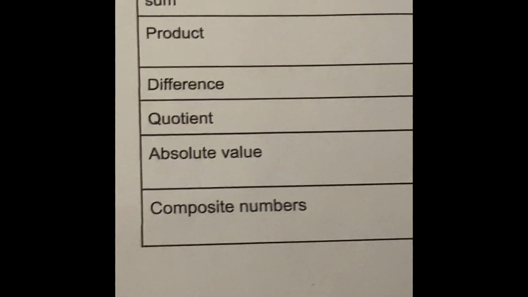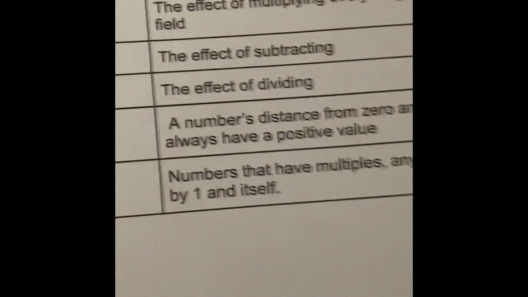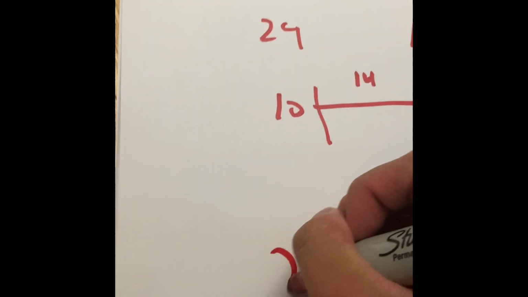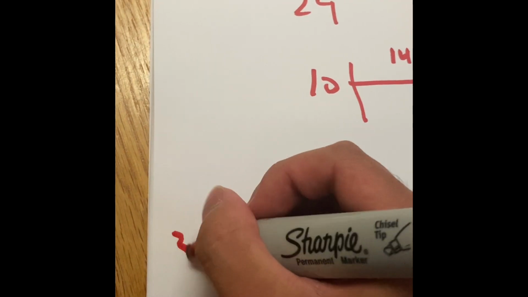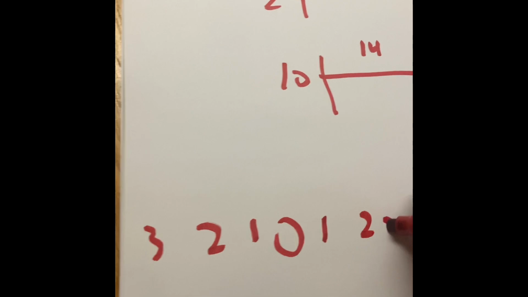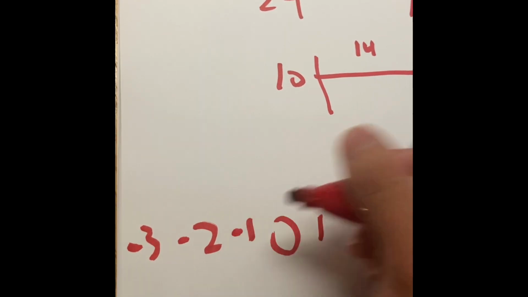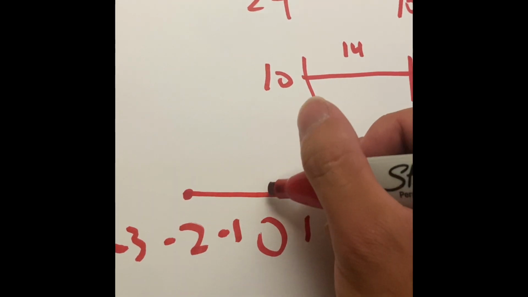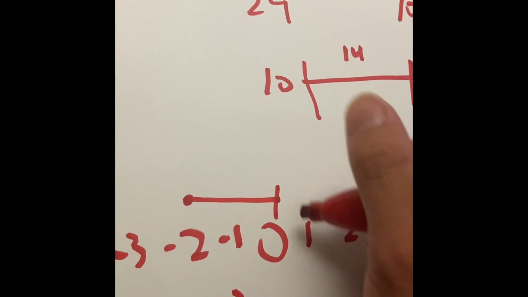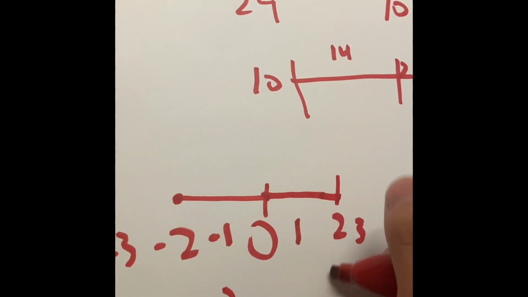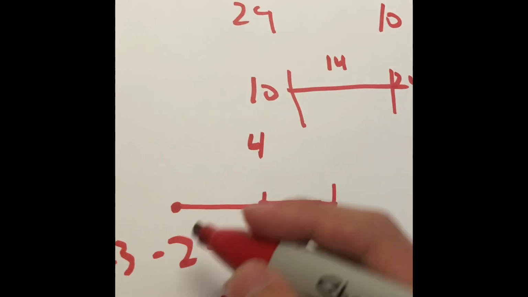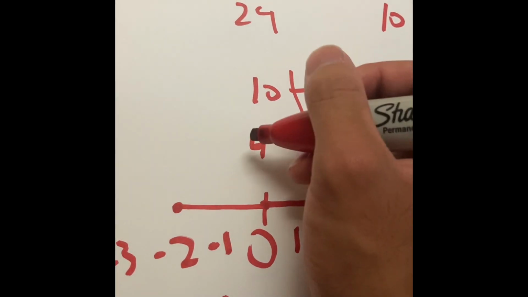Absolute value: a number's distance from 0, and it will always have a positive value. So what we're going to say is, say this is 0, 1, 2, 3, and negative 1, negative 2, negative 3. So if I say 2 or negative 2, our absolute value to get to 0 is 2. But to get to 2, it will be another 2. So 2 plus 2 is 4. To get from negative 2 to positive 2 is 4.